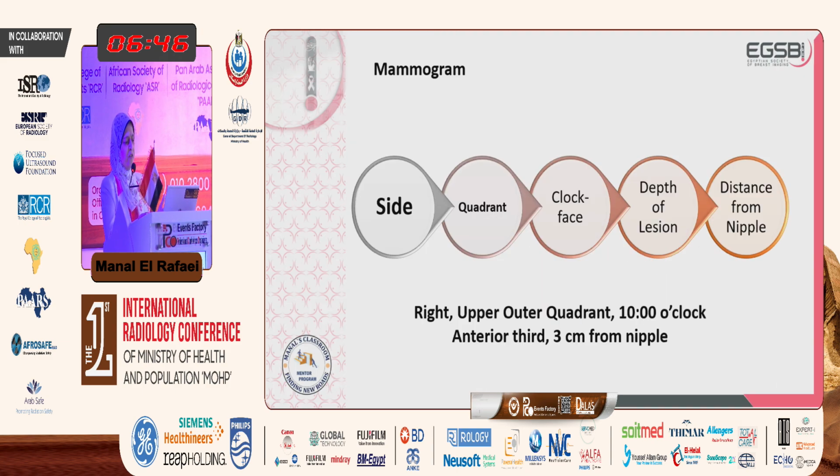On mammogram, we have to mention all those items: the side, right or left, then determine the quadrant, then predict the clock face of the lesion, and then measure the depth of the lesion and the distance from the nipple. For example, right breast, upper outer quadrant, 10 o'clock, anterior third, 3 centimeters from the nipple. This is how you're going to localize your lesion on the report.